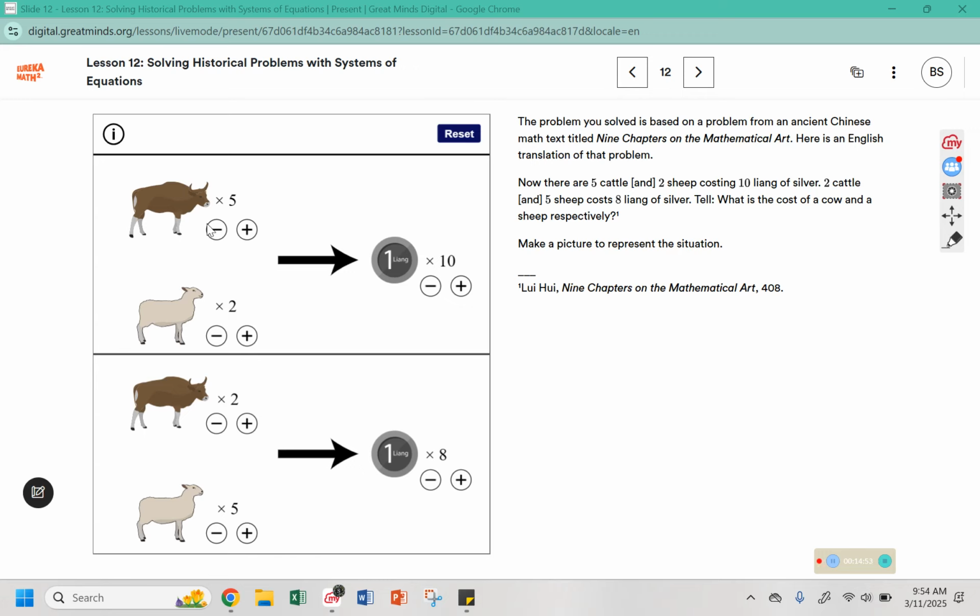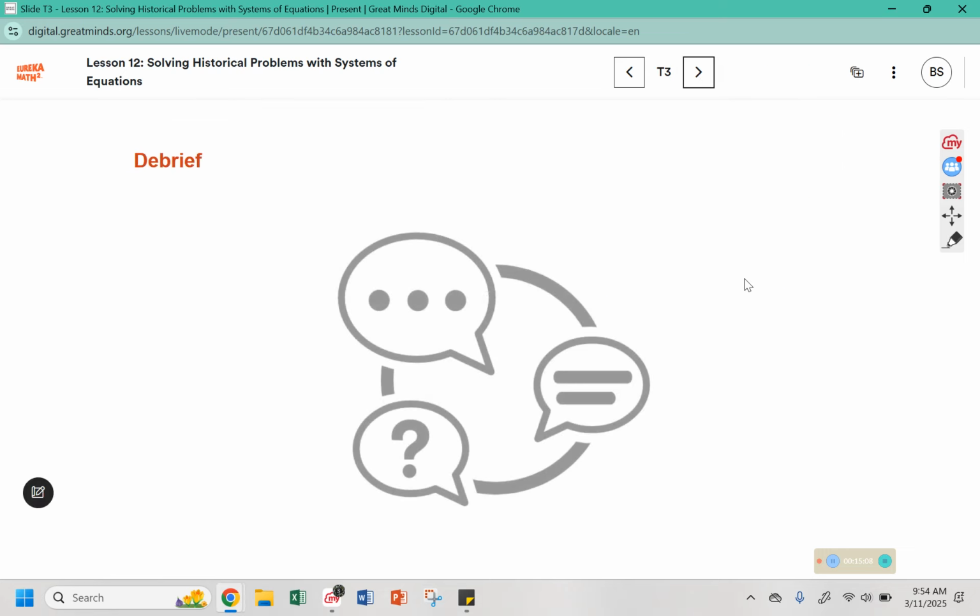You could set up a system of equations that would be 5x plus 2y equals 10, and 2x plus 5y equals 8, and then use elimination to solve this type of system. But all it asks us to do is make a picture. So that is the end of lesson 12.